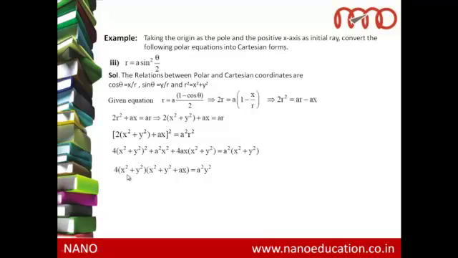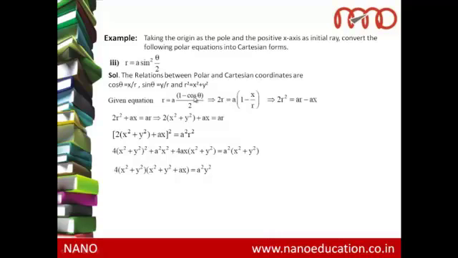Go through the process once again. r equal to a sin square theta by 2. Sin square theta by 2 we are converting into 1 minus cos theta by 2. Wherever we see cos theta, we are replacing it by x by r. Wherever we see sin theta, we replace by y by r. And r square, we will replace by x square plus y square.